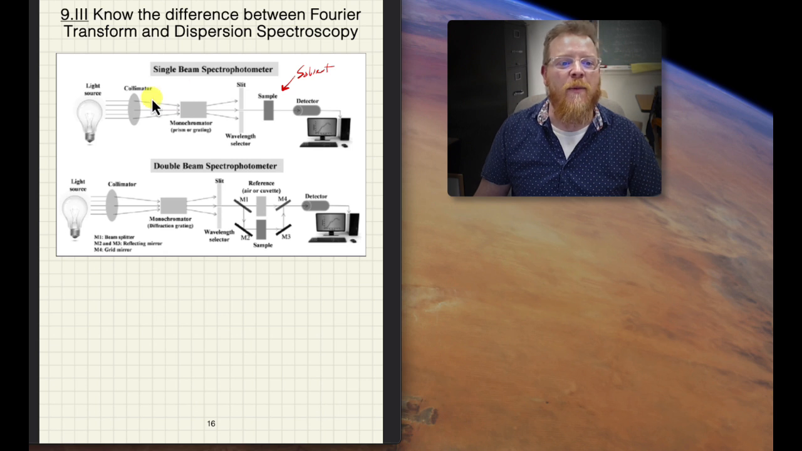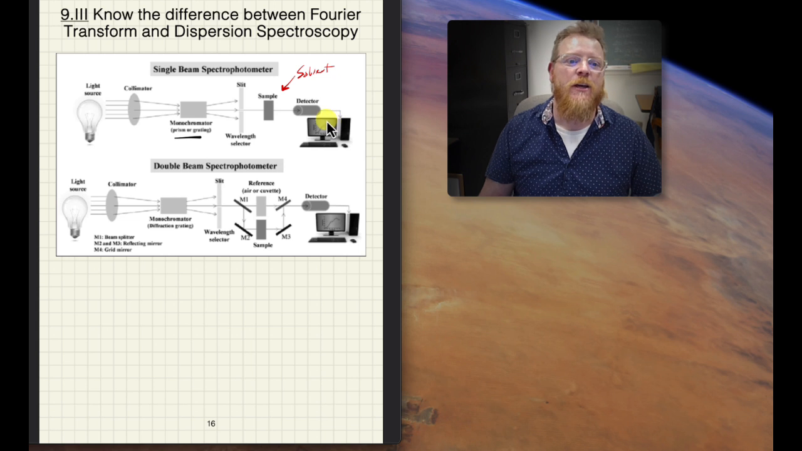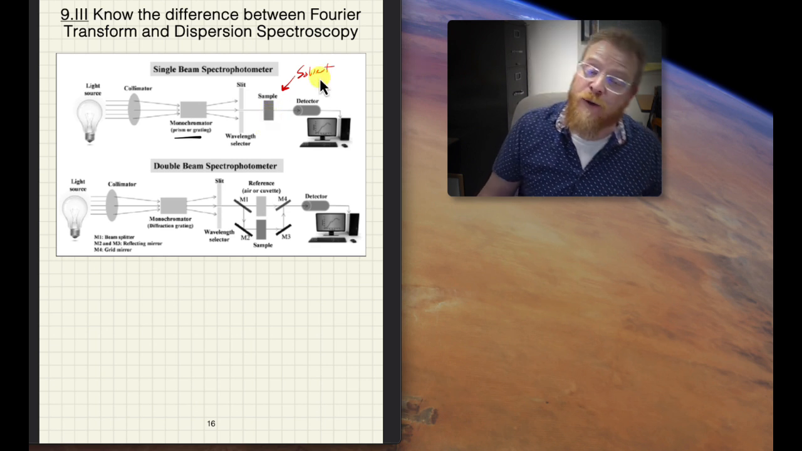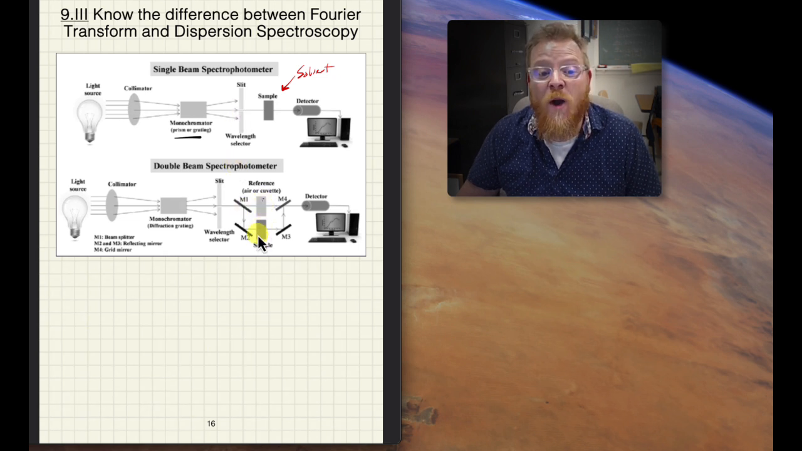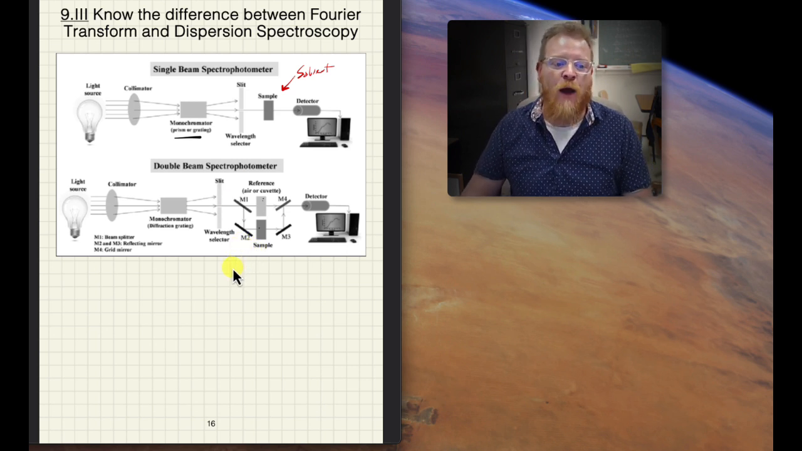So now, because I'm showing you here this dispersion technique, we have this monochromator, which could be a prism or grating, to give us one wavelength at a time. So in a single beam spectrometer, we would typically have to put in a blank, just our solvent, record the background, and then put our sample in. The fancier dispersion spectrometers are called double beam spectrometers, and they have positions for both a reference cuvette as well as a sample cuvette, so that you don't have to take your sample in and out.